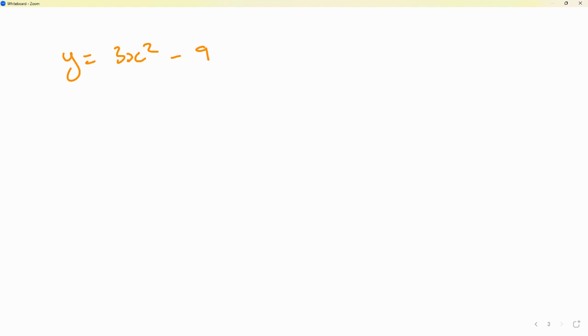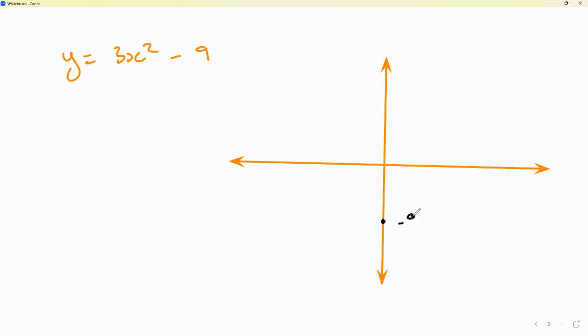Let's get the Cartesian plane, the y and the x-axis over here. And let's start with the number that does not have x. That number would be negative 9. Let's take negative 9 and put negative 9 somewhere over here, let's say. Okay. I also know that this value, which is my a value, is positive. So I know the graph is going to be smiling like that.